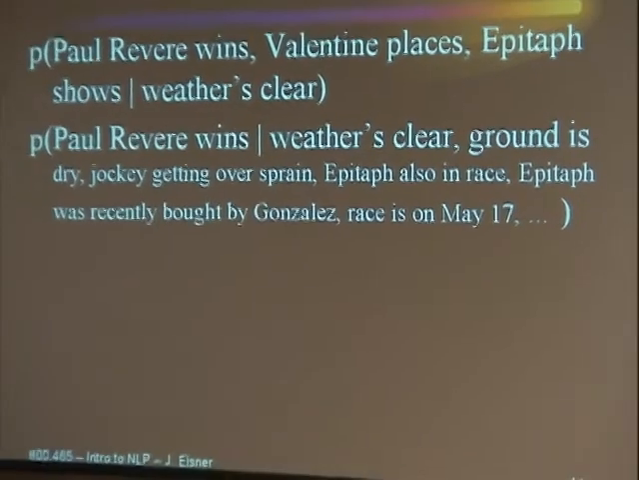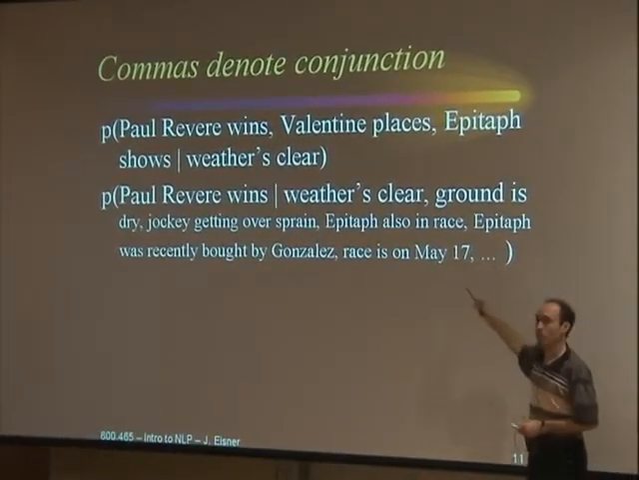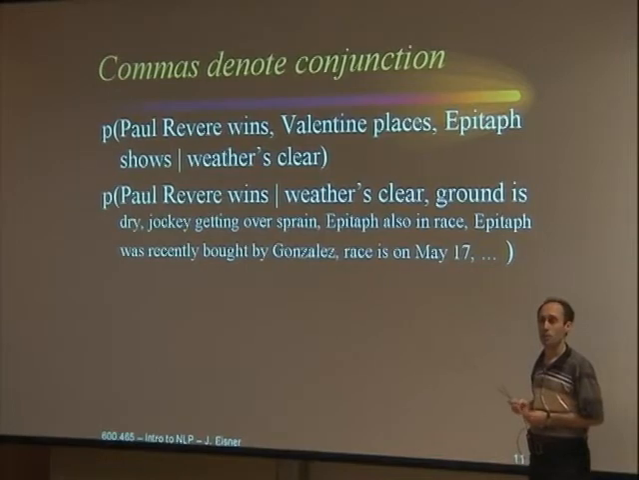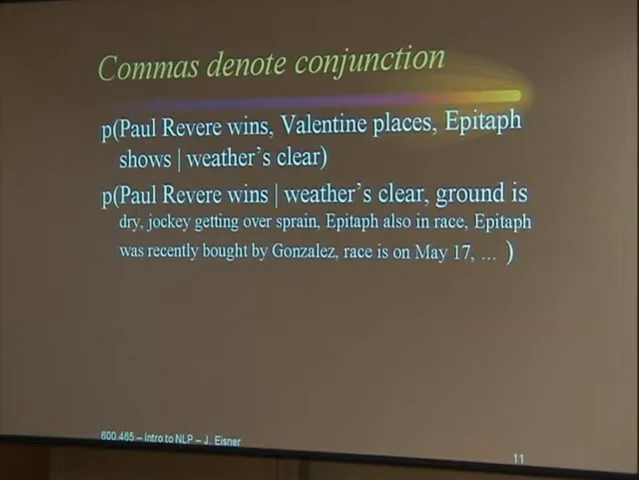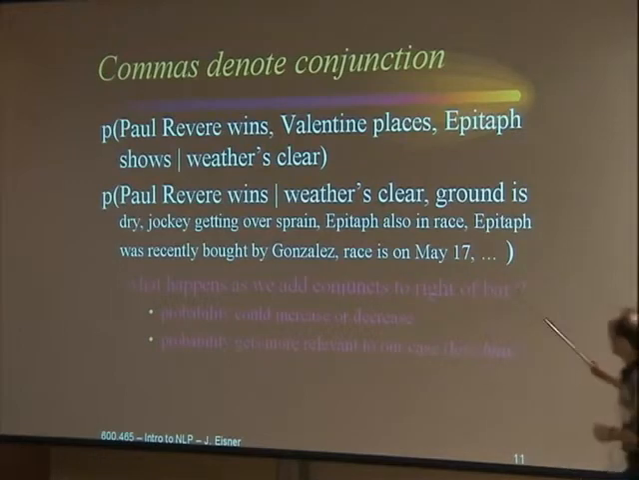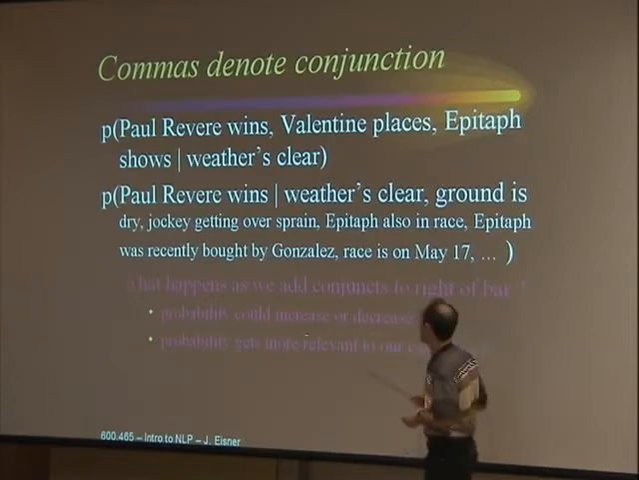Now let's look at the case where we add conditions to the right. So this is often what I want to do, is I'm going to gather some more information that might help me predict whether Paul Revere is going to win. OK, so if you gather all this information, so you're adding more conjuncts to the right-hand side of the bar, now what happens to the probability? Could go up or down, good. And that's because knowing these facts might either increase or decrease our guess about whether Revere is going to win.